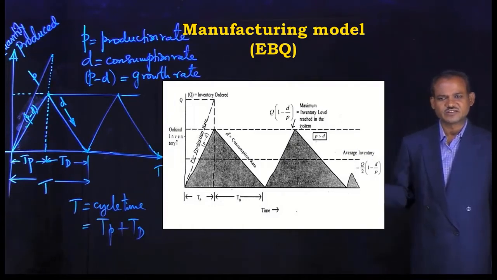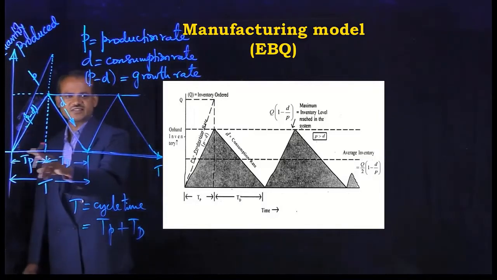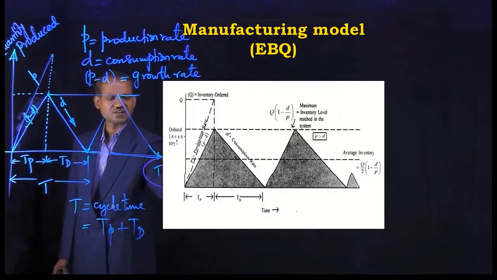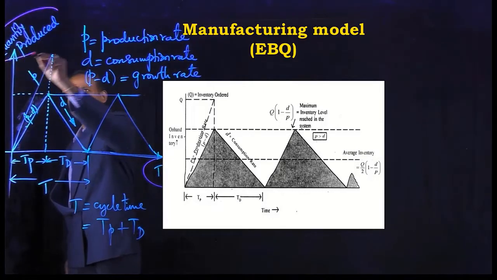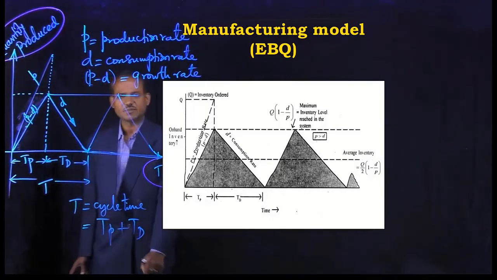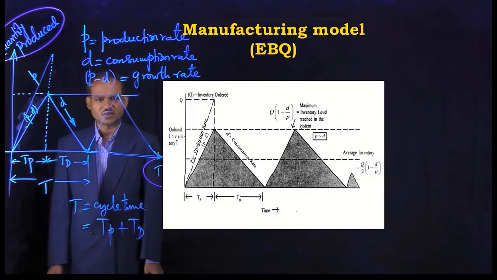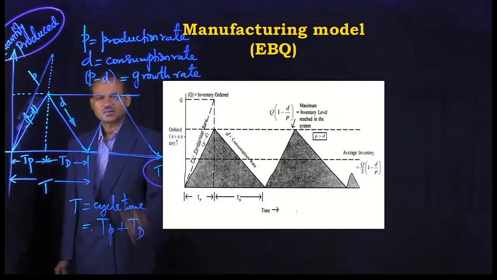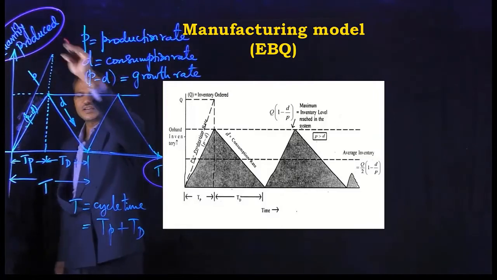First I will explain this diagram. On the x-axis we have considered time, which may be represented in years. On the y-axis we have considered quantity produced or manufactured, because this model is a manufacturing model. That's why we have to change the terminology: quantity not ordered, but produced.